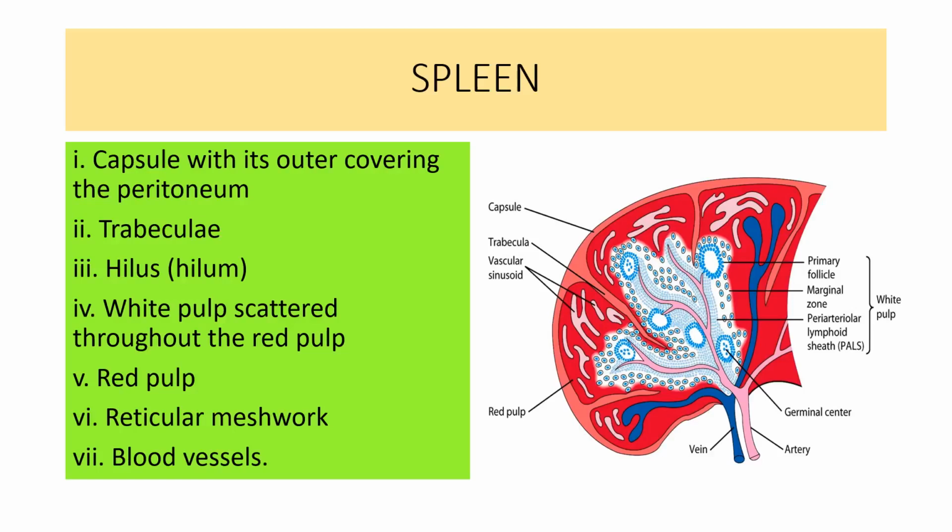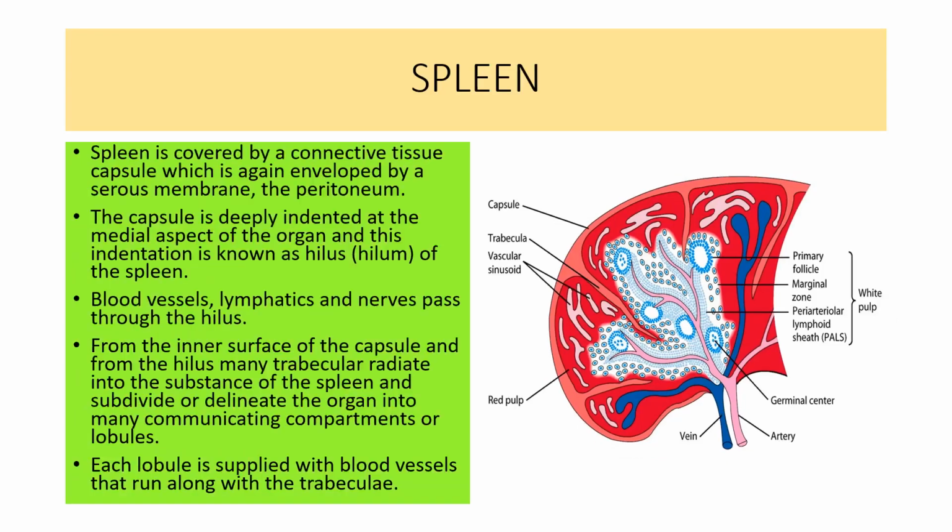Then the capsule descends down in the form of trabeculae, and the hilus, from where the artery and vein come and leave. Then white pulp scattered throughout the red pulp. Then red pulp. Then reticular meshwork and the blood vessels. These are the components which are present in the spleen.